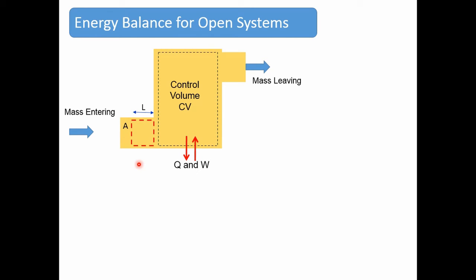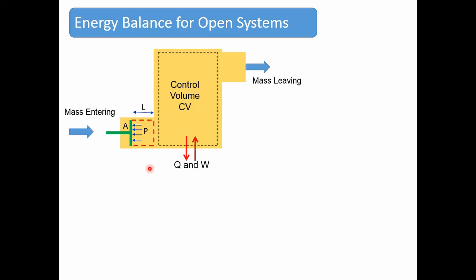To analyze this further, let us consider the fluid element enclosed by this red dotted line. This is an imaginary piston that is used to push this fluid into the control volume. And this is the pressure of the control volume which is exerting a force on this piston. So in order to move this mass into the system, you have to do a work against this pressure.